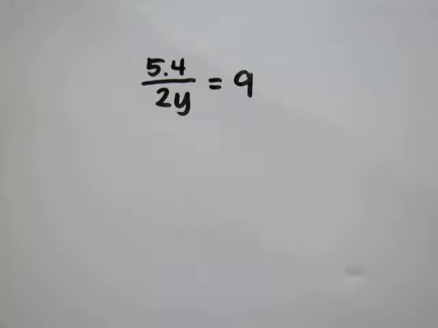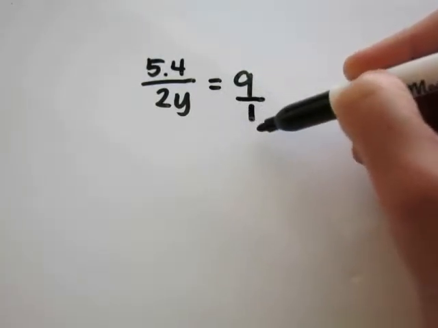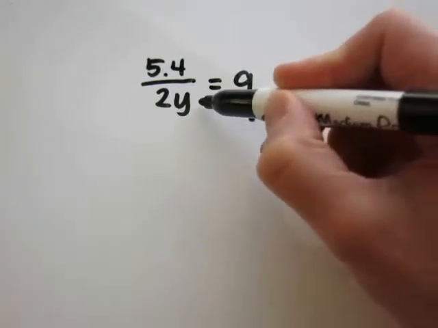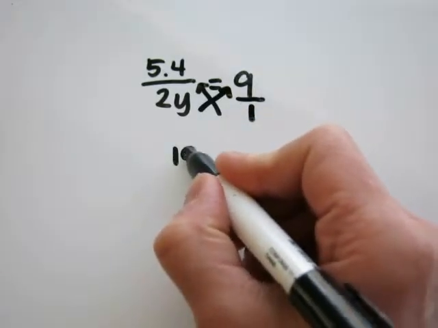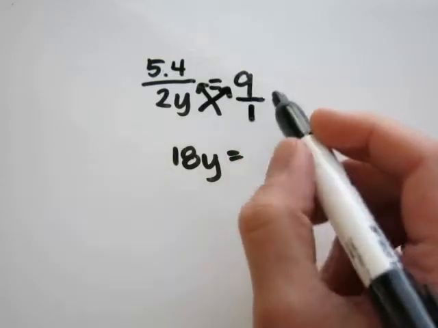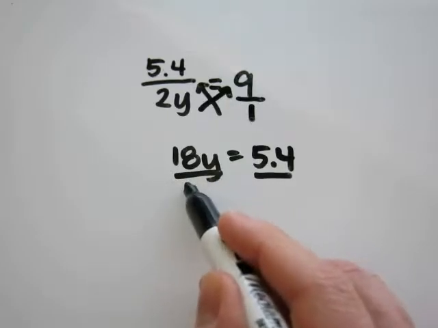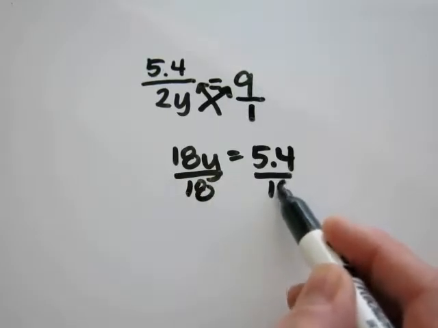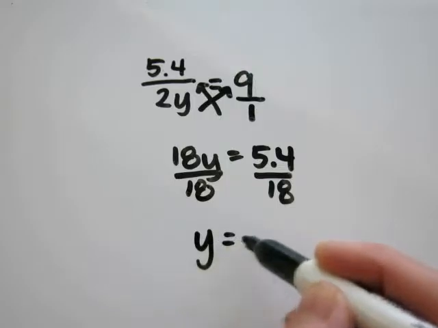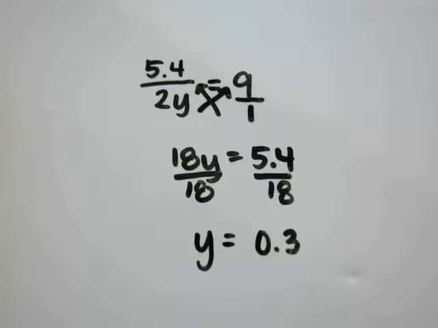Problem 19, 5.4 over 2y equals 9. Right away, I'm going to cross multiply. This is the same as 9 over 1. 2y times 9 is 18. 18y equals 5.4 times 1, just 5.4. Divide by 18. 5.4 divided by 18 is 0.3, or 3/10.